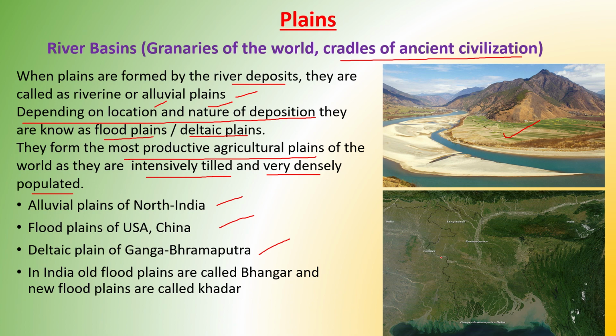Here you can see Ganga Brahmaputra's deltaic plain is nearly triangular in shape. One side Ganga is coming and another side Brahmaputra has come flowing and joined Ganga in Bangladesh, and we are getting this largest delta in the world, that is the Ganga Brahmaputra delta. This is also known as deltaic plain of Ganga Brahmaputra, and its lower course is known as Sundarban.